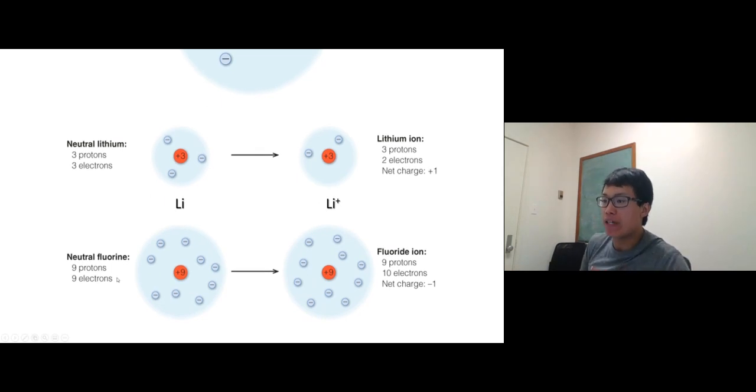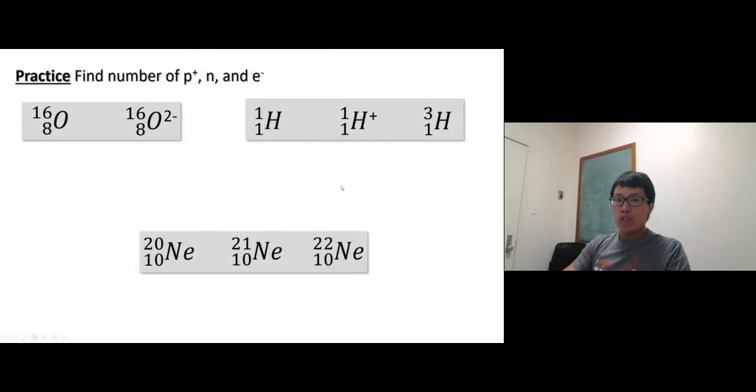It has a charge. On the other hand, neutral fluorine has 9 protons, 9 electrons. You can count it. When this fluorine obtains one electron, it has 10 electrons now. The net charge is minus 1. We call it a fluoride ion. It's an anion. So F minus. So this one is an anion, A-N-I-O-N, and cation is C-A-T-I-O-N. All right, let's try this one. Do it on your own and check your answer with me later. Just find the number of protons, neutrons, and electrons, to make sure that you can read the atomic symbol, basically.